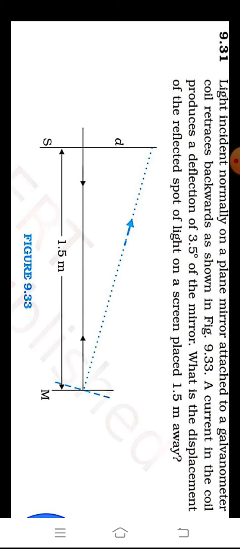A current in the coil produce a deflection of 3.5 degree of the mirror. तो मिरर जो भी डिफ्लेक्टेड है वो ब्लू लाइन से डॉटेड लाइन से इंडिकेट किया और उसका एंगल कितना 3.5 डिग्री. देन व्हाट इज द डिस्प्लेसमेंट ऑफ द रिफ्लेक्टेड स्पॉट ऑफ द लाइट ऑन द स्क्रीन प्लेस एट 1.5 मीटर अवे. इनिशियली जो भी गैल्वेनोमीटर पर जो भी मिरर रखा हुआ है उसमें अगर नॉर्मली लाइन इंसिडेंट करे तो उसका जो भी स्पॉट हमें उसी पोजीशन पर मिलेगा बिकॉज इट इज रिफ्लेक्टेड बाय द सेम वे.